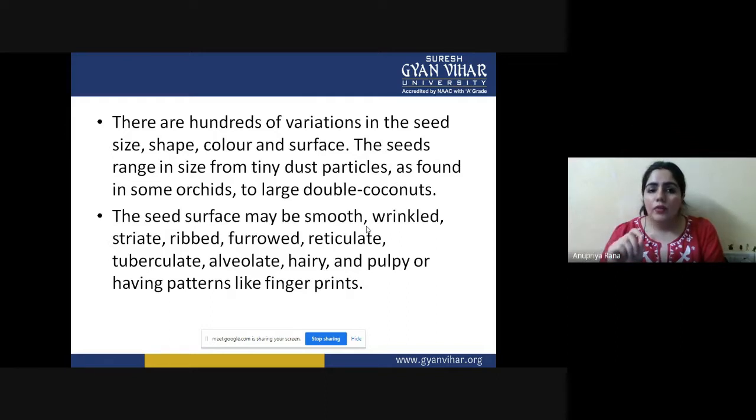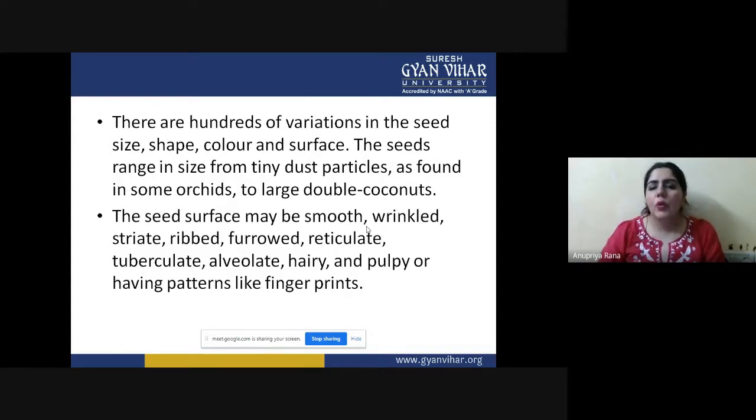And if you are going to see the seeds of orchids, they are very tiny. Sometimes you cannot identify them with your naked eyes. They are like dust particles. So the seed surfaces can be smooth, wrinkled, striated, ribbed, furrowed, reticulate, tuberculate, alveolate, hairy, pulpy, and sometimes having finger-like prints on them. So basically, there is a lot of variety in the seed surfaces.